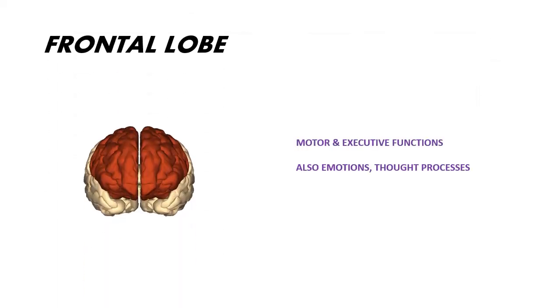Then the frontal lobe. The frontal lobe is situated in front of the brain. Its major function is motor and executive function. It also controls emotion, thought processes, memory, etc. The frontal lobe mainly deals with motor function. It has premotor areas and supplementary motor areas.